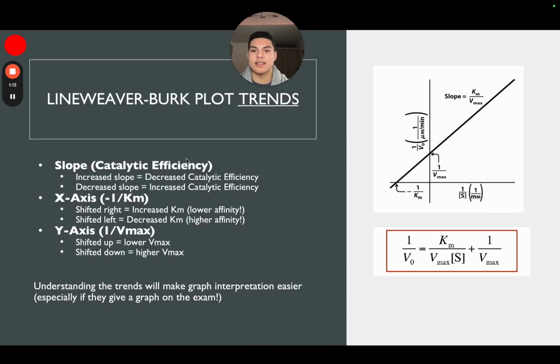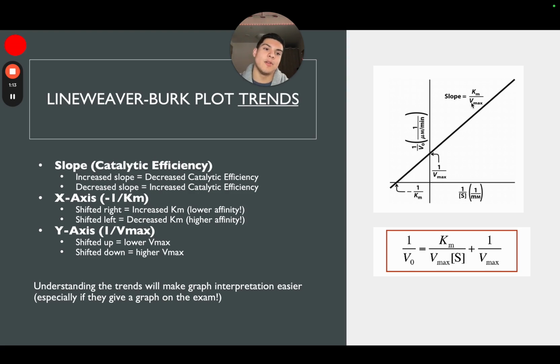And so some trends. These are some things that I just had to put into my head because I was cramming last minute. But for slope, if you have an increased slope, if it goes upwards, if you're taking that first derivative, increased slope means a decreased catalytic efficiency. If you have a decreased slope, increased catalytic efficiency. So remember, catalytic efficiency was kcat divided by Km.